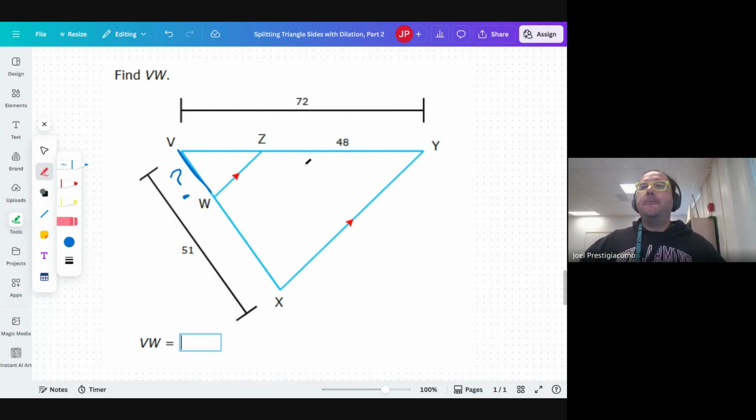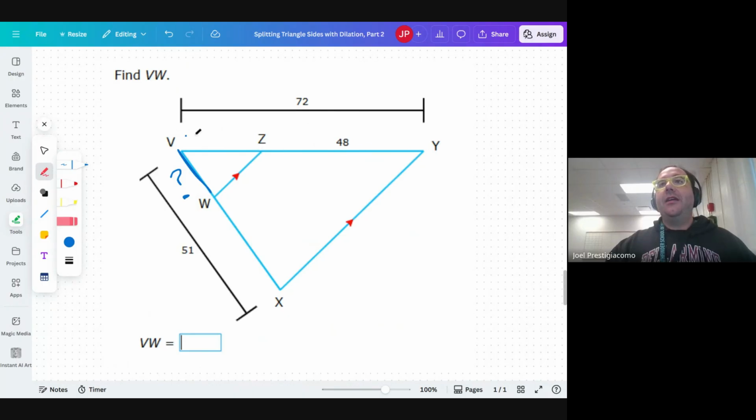All right, so there's a couple of different methods you could take for this, but if I know that this entire length up here at the top is 72, and this length is 48, that means that this length is 72 minus 48. That's the difference between those two numbers, so this is 24. So I can start here and say, okay, this relationship here is 24 to 48, which is the same thing as 1/2.